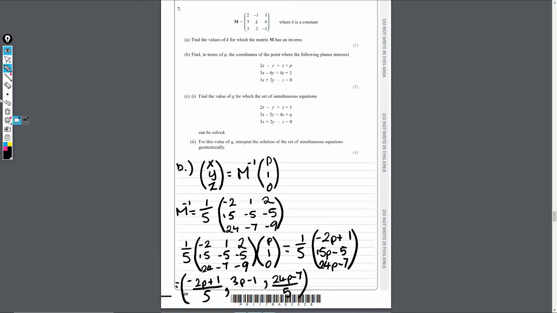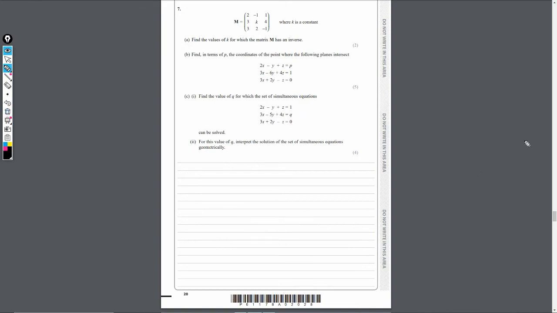Part C, let's have a look at what we've got to do here. For part C, we have to find the value of k for which the set of simultaneous equations can be solved. So this is actually quite straightforward. A couple of ways you can do it, but the easiest way that jumps out at me is looking at how these equations are formed. All we can do is just substitute a point in, right?